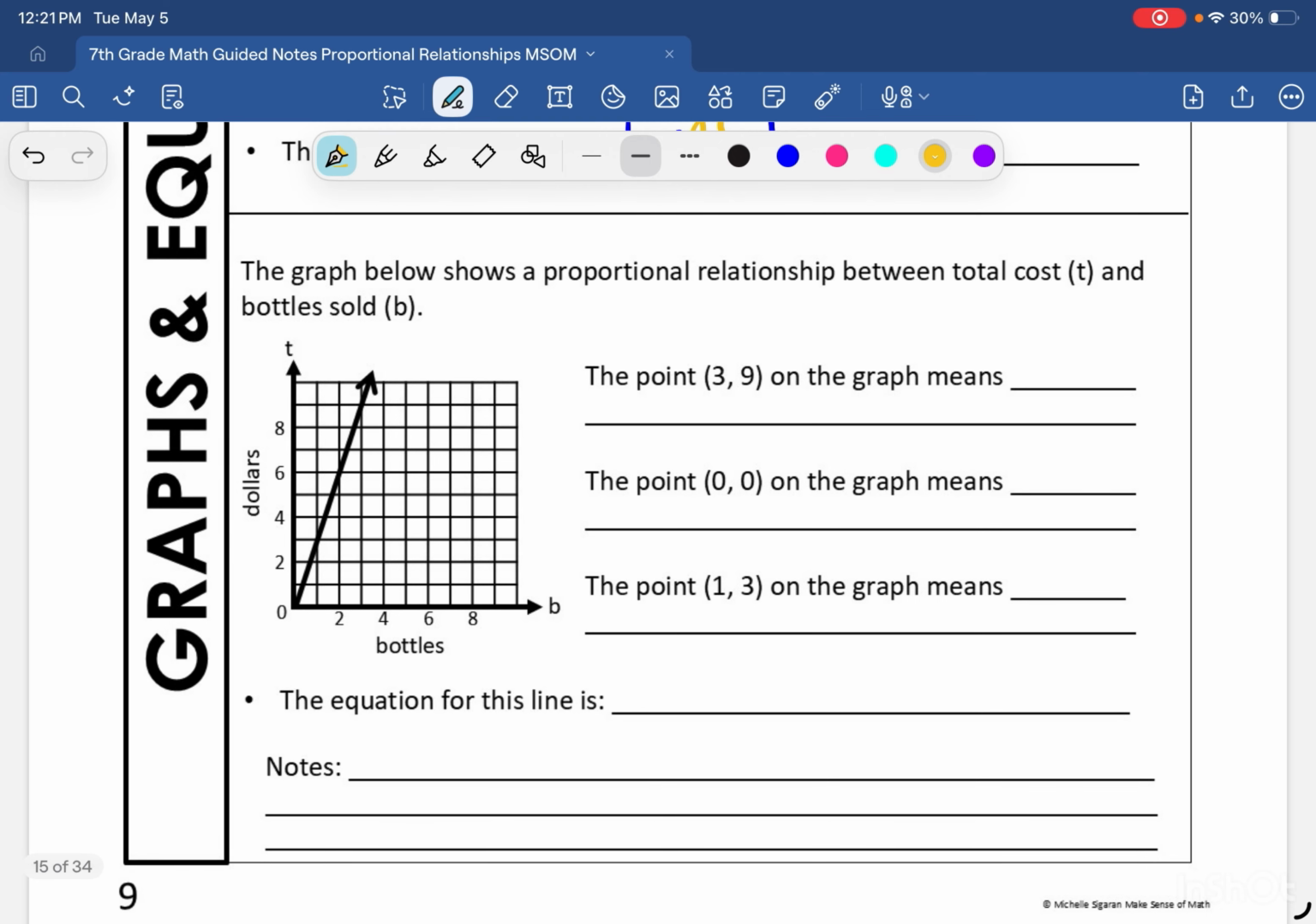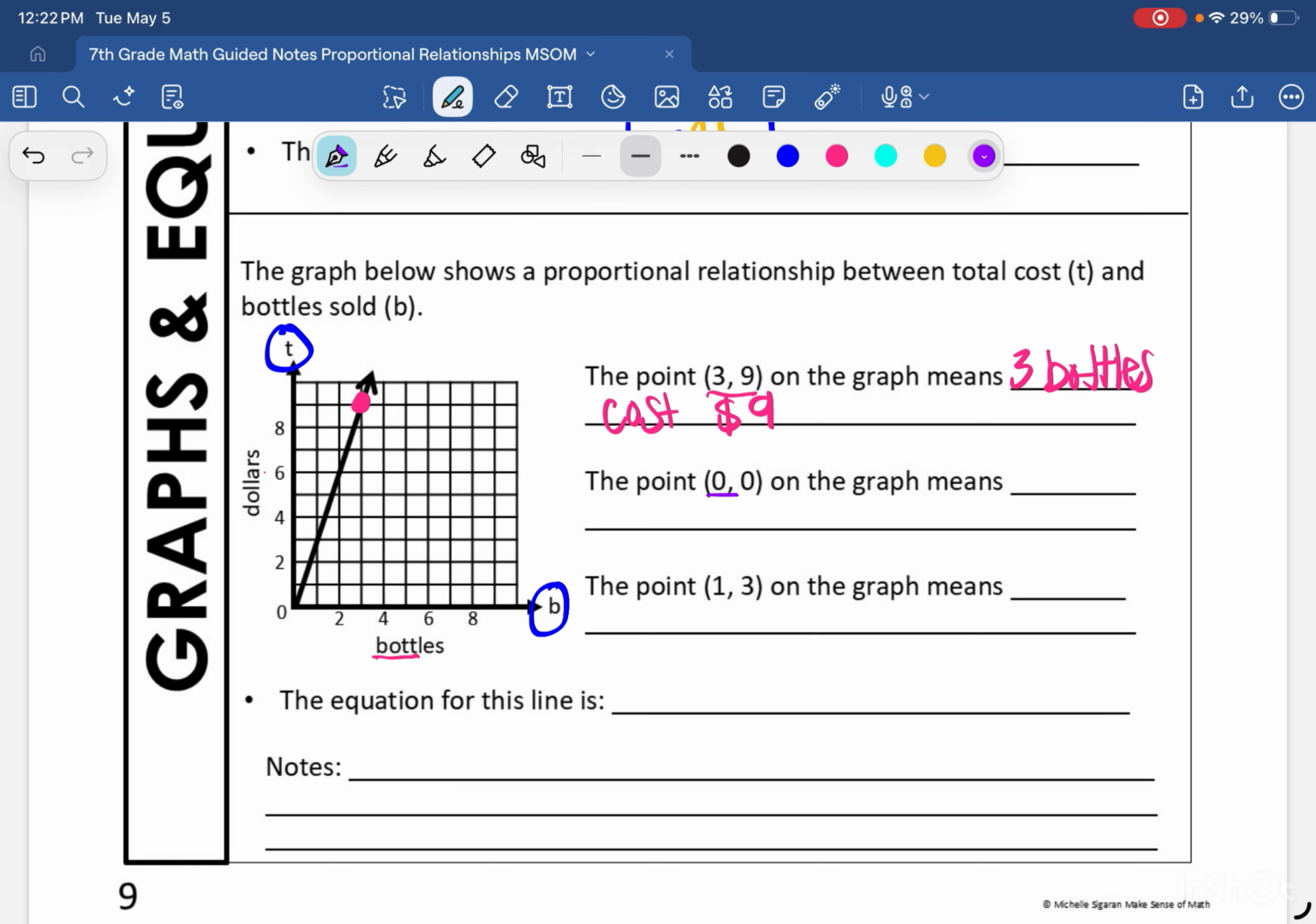This graph below shows a relationship between total cost t, and I can see that here on my y-axis, and the bottles sold b, which is on my x-axis. The point 3, 9, which I'm going to graph right here, the point 3, 9 on the graph means, well, when I had 3 bottles, it cost me $9.